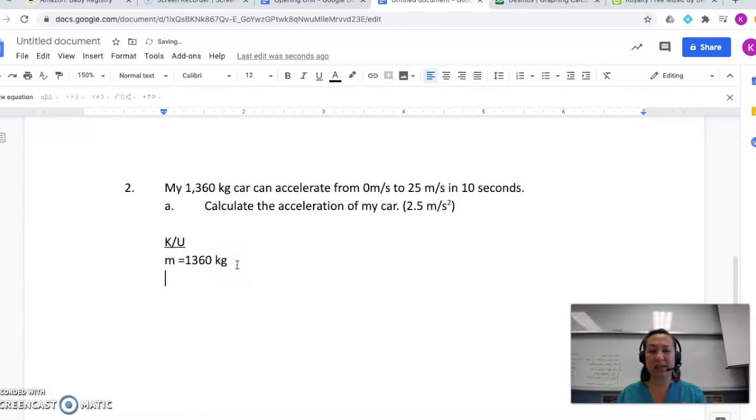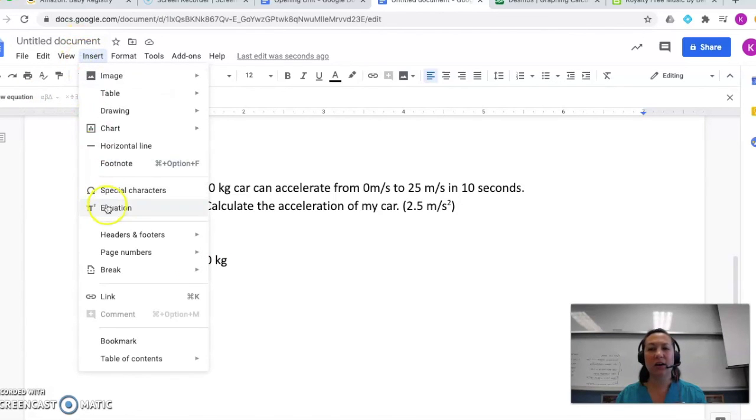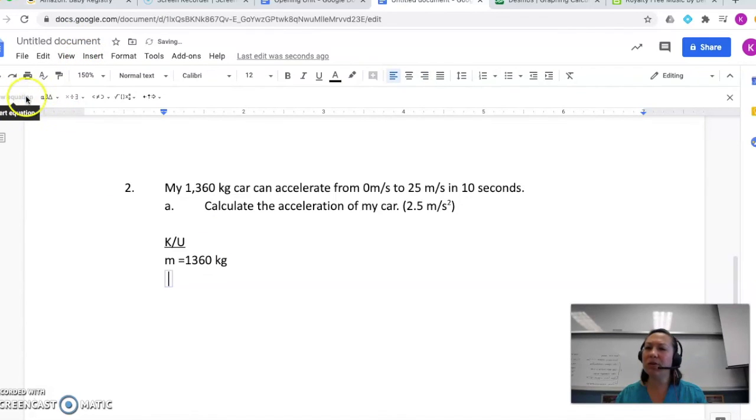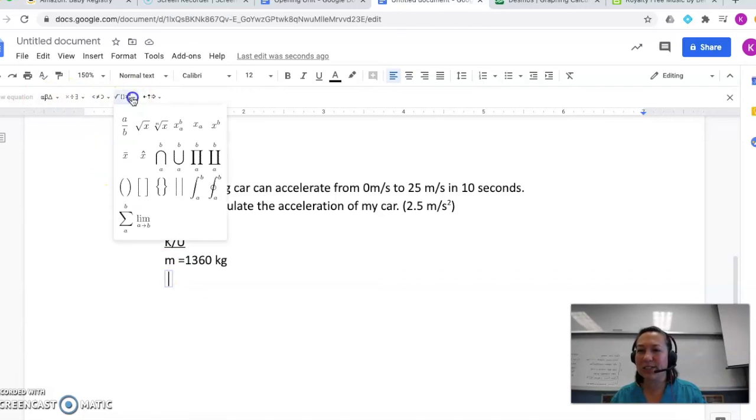And the car accelerates from 0 meters per second. I'm going to call that VI. And if you're not familiar with Google Docs, you can go to Insert, Equation, and it will pull up this nifty equation bar right here. You see it? Now, since it knows I'm working on equations, I've got all these options. I'm going to choose a V sub I here.